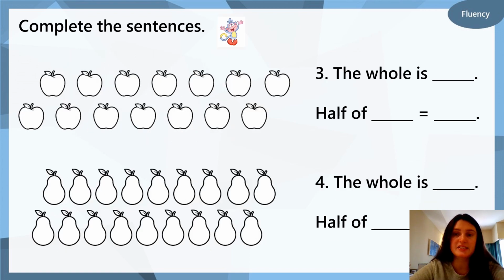Question 3, we have some apples. The whole is what? Count the apples and write the answer beside question 3. Next, you need to find half. Pause the video while you find the answer. Question 4, we have some pears. We need to find the whole and then we need to find half. Use your circles and pause the video while you find your answer.